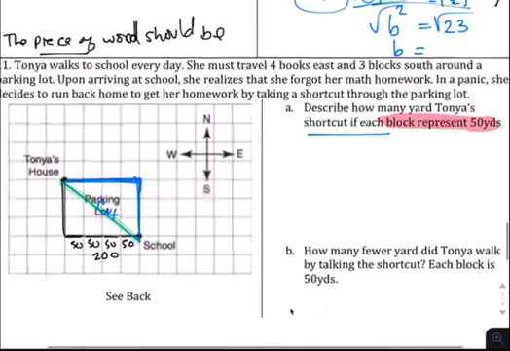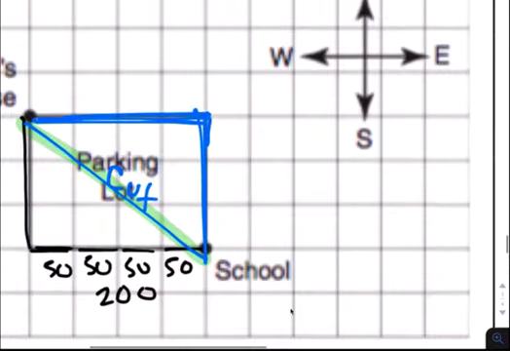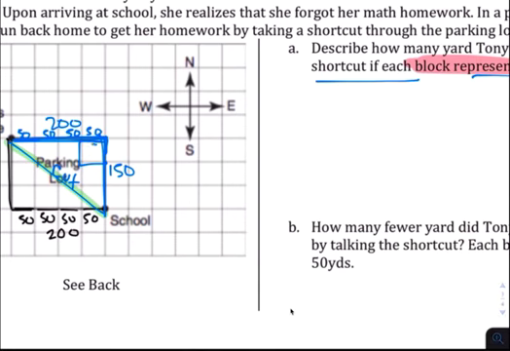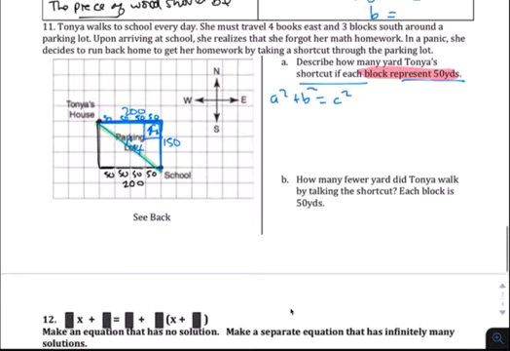Okay, each is 50 yards. So there's 4 of them. 50 plus 50 plus 50, it's 200. It's 150. So let's do the Pythagorean Theorem. There's 90 degrees. A squared plus b squared equals c squared. Okay, you find out what the shortcut is and answer this question.